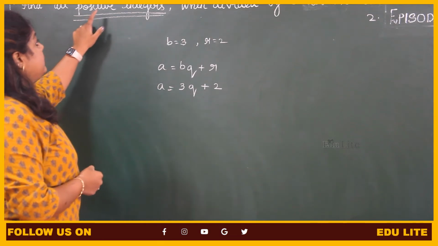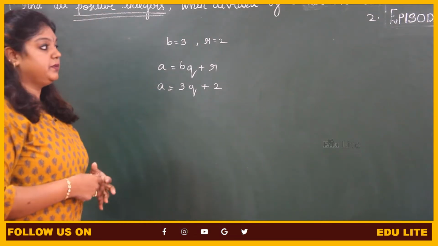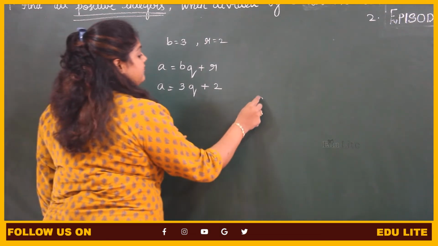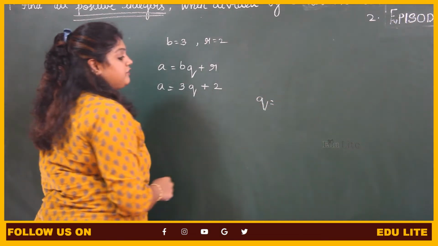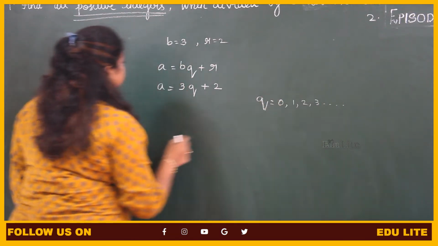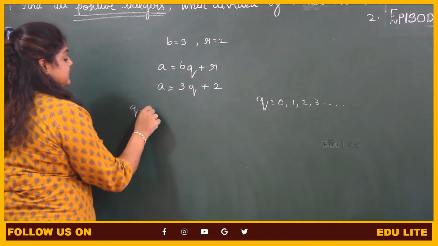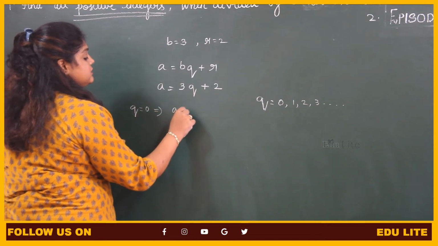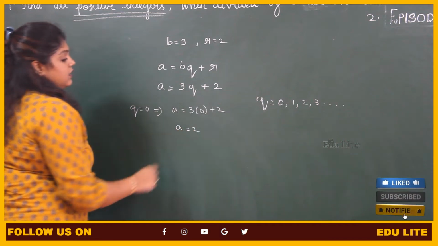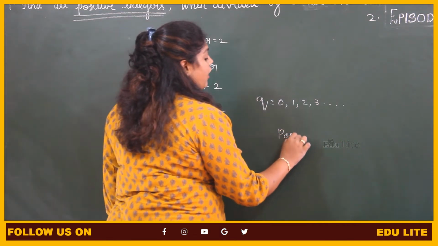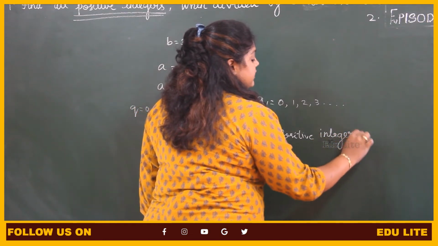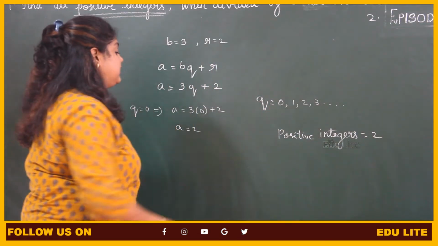So we are asked to find all positive integers. What does it mean by positive integers? Positive integers start with 0, 1, 2, and it goes on. So we have to vary the values of q like 0, 1, 2, 3, etc. First, if I take the value of q as 0, I will get a equals 3 into 0 plus 2. So a equals 2. First we got 2 while choosing q as 0.